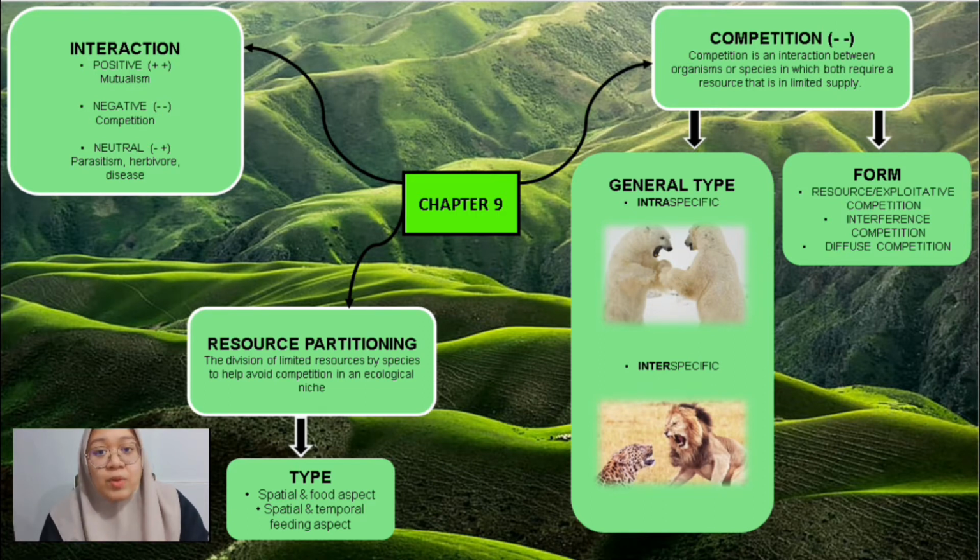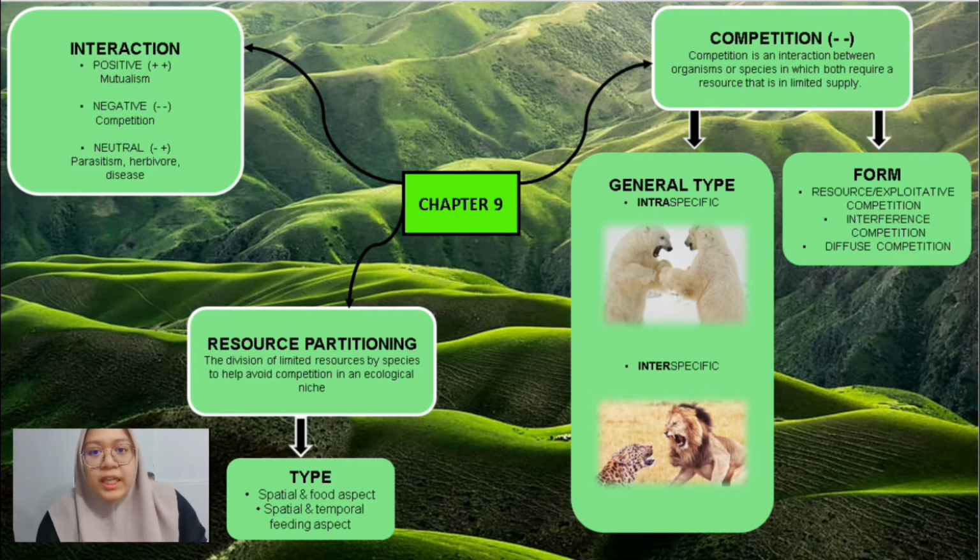And for Chapter 9, I will talk about the competition, which is a negative interaction. What is competition? Competition is actually an interaction between organisms in which both require resources that are in limited supply. And there are two general types of competition, which are inter-specific competition and intra-specific competition.